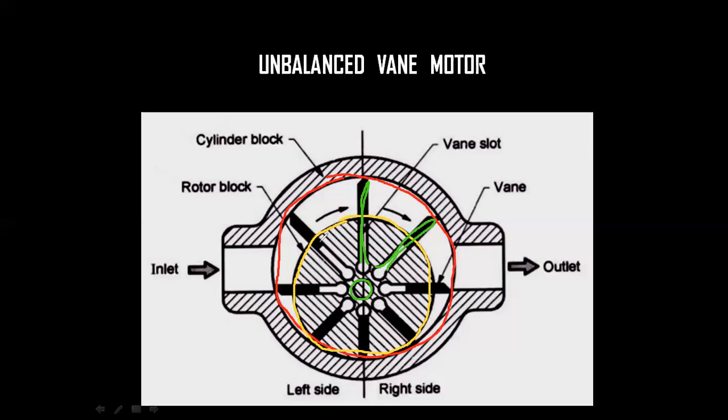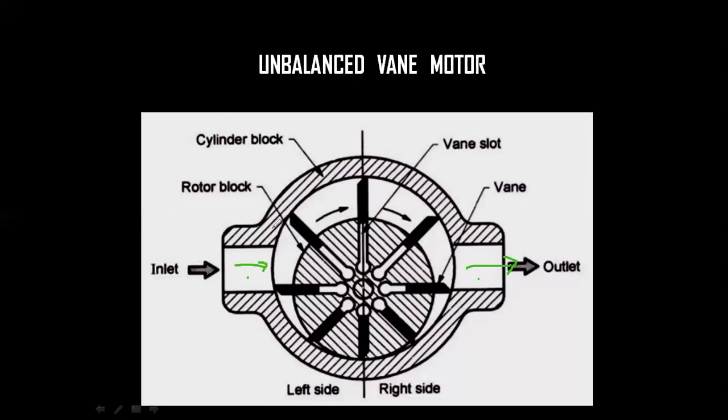For the unbalanced motor, how did the name unbalanced come about? It means the center of the rotor and the center of the vane are not the same. We have a different center, apart from the rotor cylinder. Due to this center, the hydraulic pressure enters this way and gets out this way. So at the inlet and the exit, an unbalanced force is created.